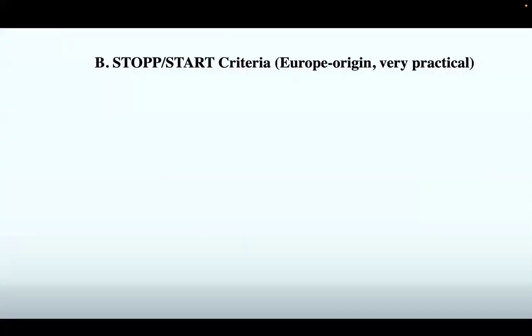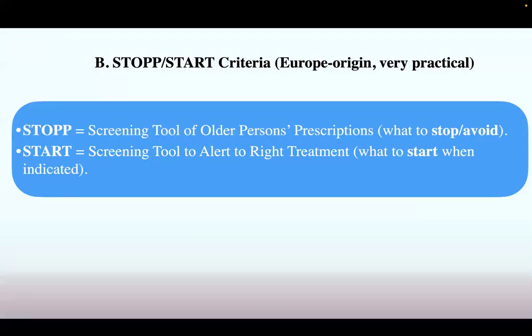Now, the second tool to understand after Beers criteria is the STOPP and START criteria, which is of European origin, and it is way more practical as compared to Beers. But simultaneously they both can work together, STOPP and START and Beers. What is STOPP? As its name suggests, STOPP is a screening tool designed for older persons' prescriptions: what to stop and what to avoid. That gives you the idea of the STOPP criteria.